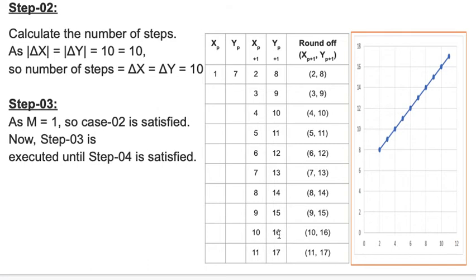The previous point is 10 and 16. Similarly 9 and 15, then 8 and 14, then 7 and 13, where x is 7 and y is 13. So plotting the points and drawing a line, this is the straight line algorithm.